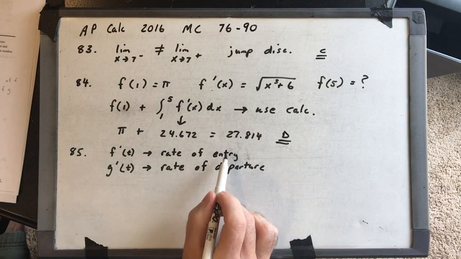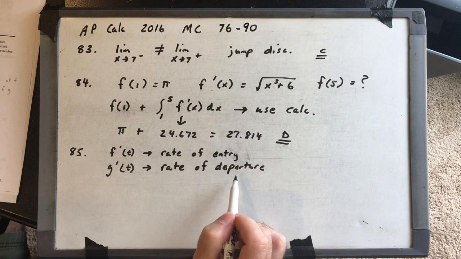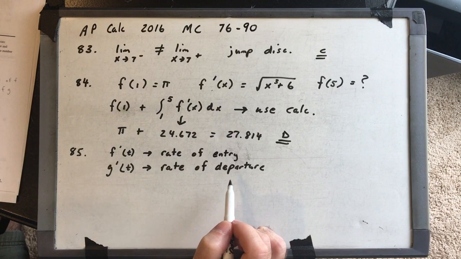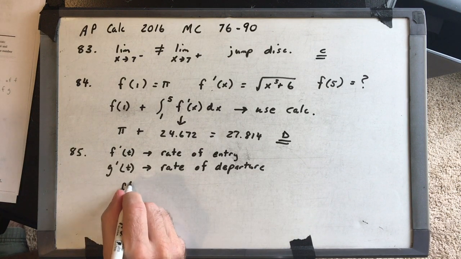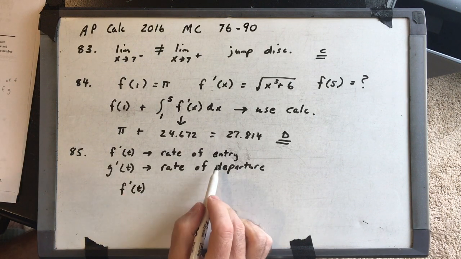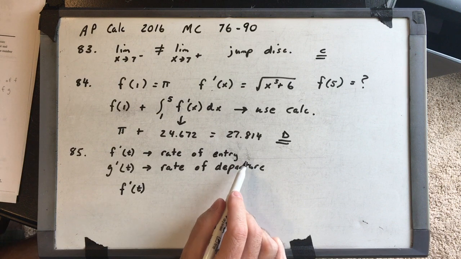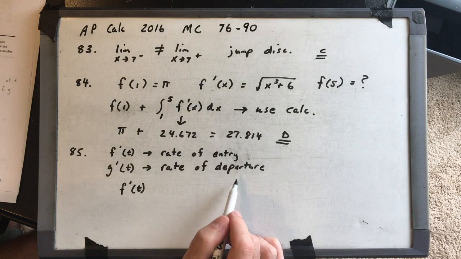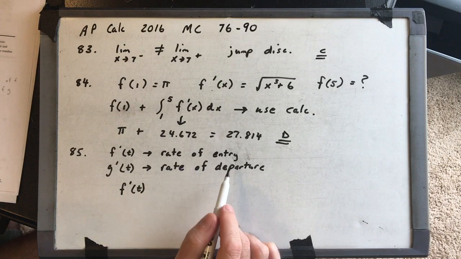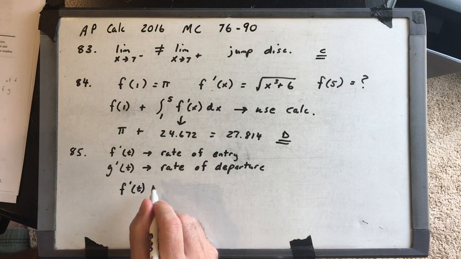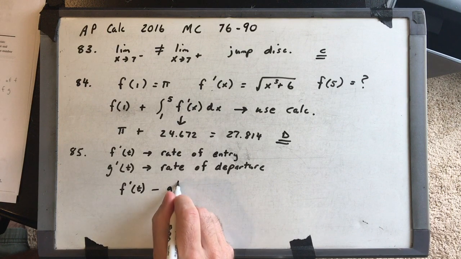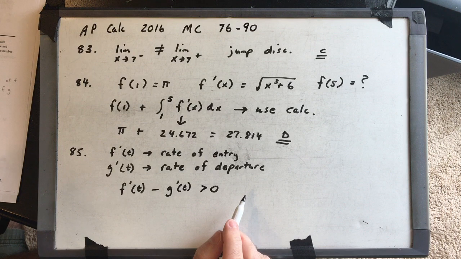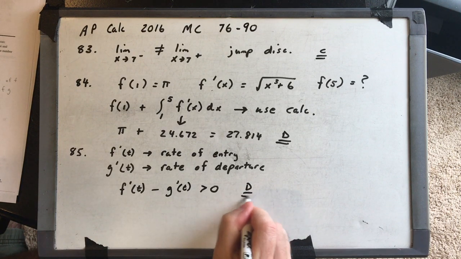So if the rate of entry is greater than the rate of departure, you know that the number of people in the building is increasing. So if f prime of t, the rate of entry in the building, is 5 people per minute, and the rate of departure is 4 people per minute, the number of people in the building is going to increase, right? So f prime of t minus g prime of t, if that's greater than 0, then the number of people is going to be increasing, so that's D.